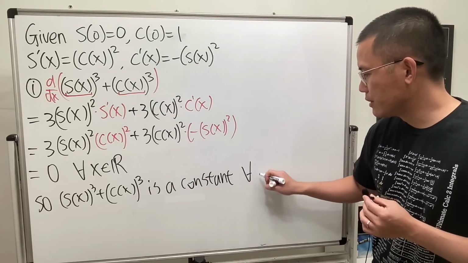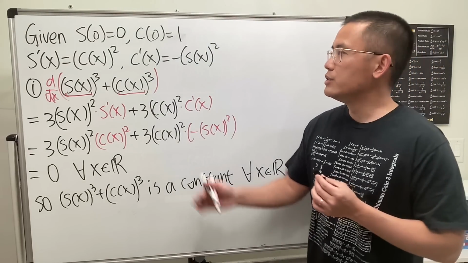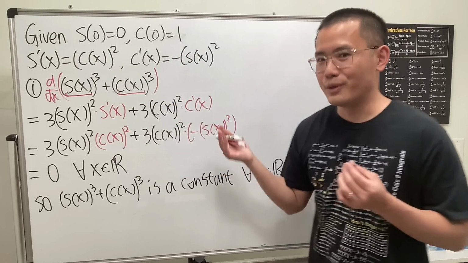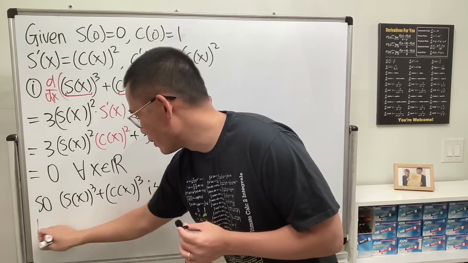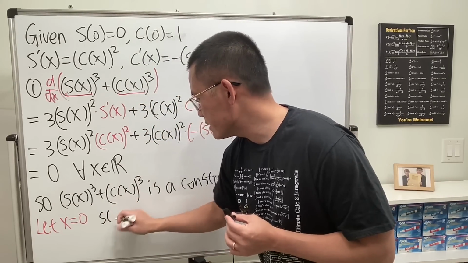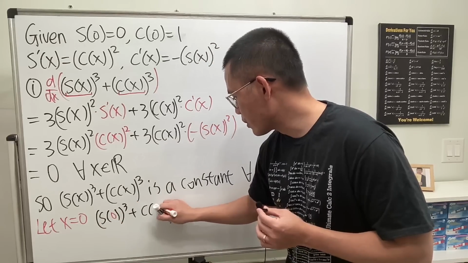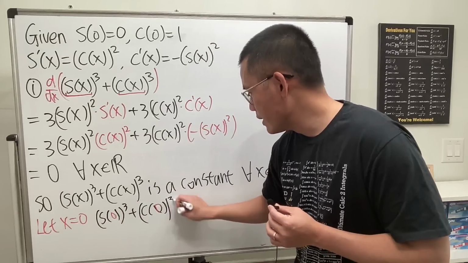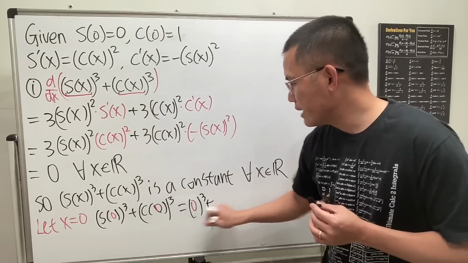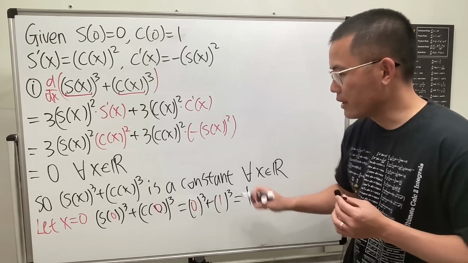for all x. I'm just going to write it like this. Now, to figure out what the constant is, just go ahead and pick an x value. Here, we're given when x is equal to 0. That's the only number we can use. So let x equal 0. Then we see that s of 0 to the third power plus c of 0 to the third power. Well, this is given, which is 0. And then this right here is given, which is 1, which is equal to 1.